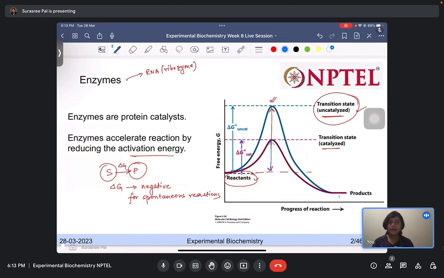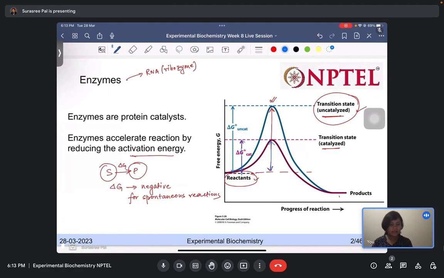So then the barrier becomes much lower, or the energy transformation barrier is much lesser when there is presence of enzyme. So the activation energy is reduced. So that is the function of the enzymes. The enzymes accelerate the rate of reaction by reducing the activation energy.